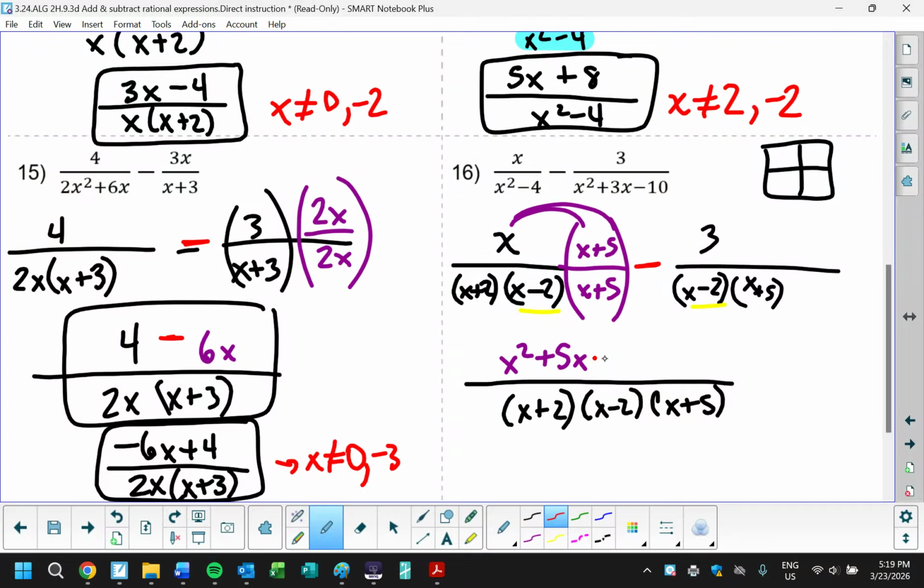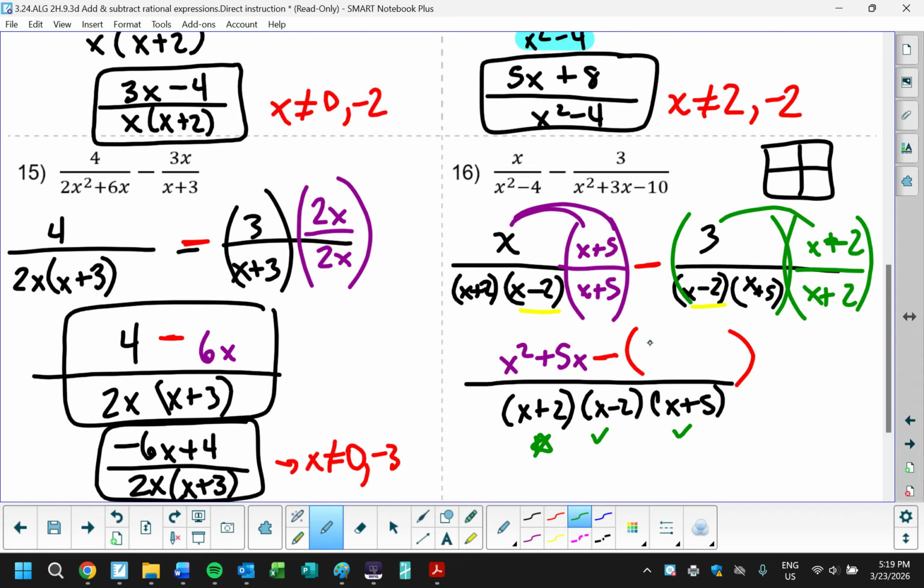Don't forget, we're going to be subtracting something, but what is it that we're subtracting? Well, over here, we have the x minus 2 and the x plus 5. We still need the x plus 2. So I'm going to go ahead and multiply numerator and denominator by the sum of x and 2, leaving us with 3x and 6 to subtract.